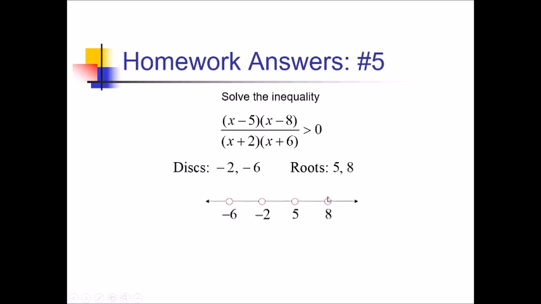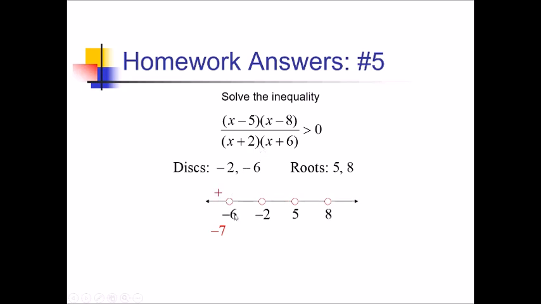Choosing a number now from each interval to test it out here. To the left of negative 6, I can use negative 7. Plugging that in, we have negative 7 minus 5 is negative, minus 8 is still negative, negative 7 plus 2, and also negative 7 plus 6. All of this is coming out negative. 4 negatives, an even number of negatives, gives me a positive.